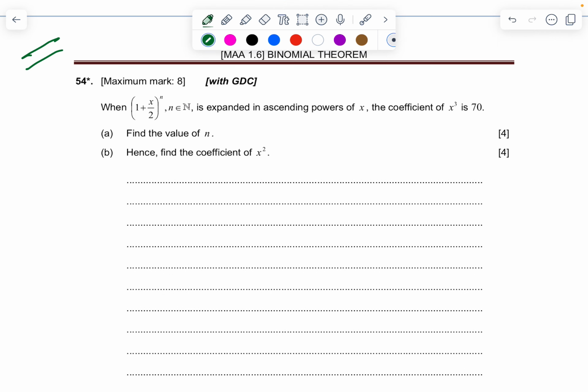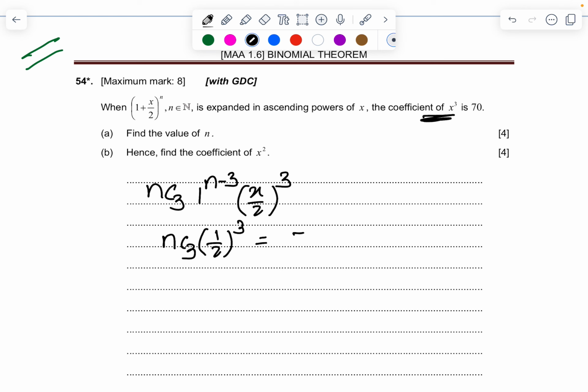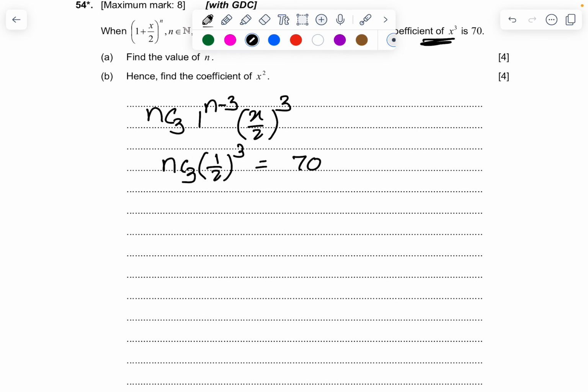When (1 plus x upon 2) to the power of n is expanded, the coefficient of x cube is 70. So it is nC3, 1 to the power of n minus 3, (x upon 2) to the power of 3. The coefficient is nC3 times (1 upon 2) cubed, which is going to be nothing but 70. So what is nC3? It is n times (n minus 1) times (n minus 2) by 3 factorial. This is nC3 times 1 upon 8 equals 70.